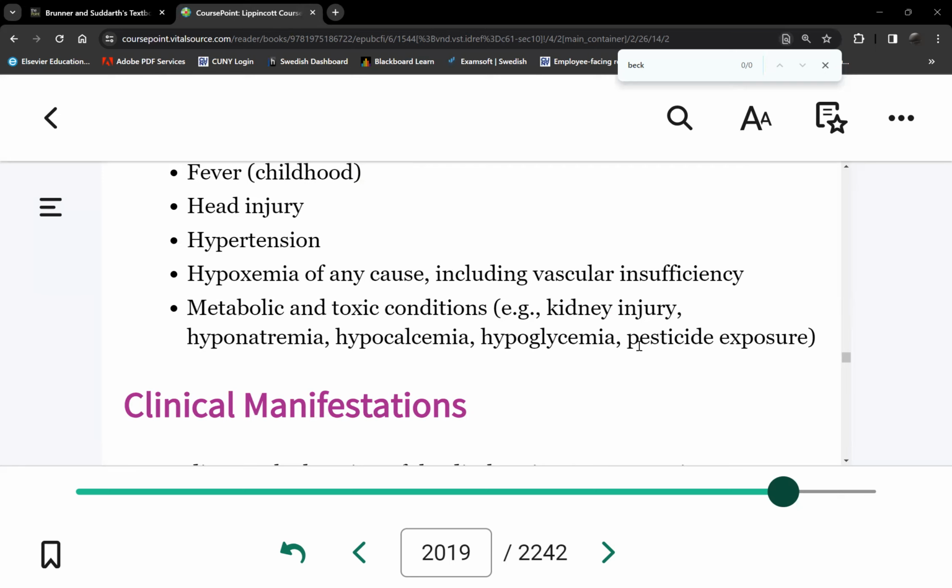So when do we call a seizure disorder again? If there's a cause, we can attribute the seizure to a specific cause, it's a seizure disorder. When do we call it epilepsy? When you have a seizure and you have no identifiable cause. Are we clear? All right.